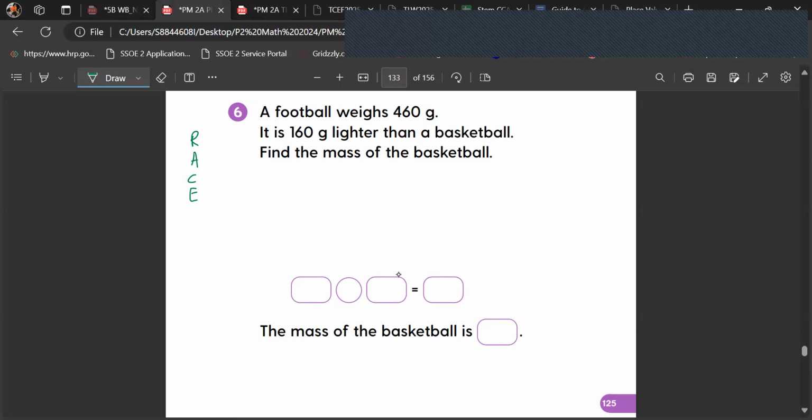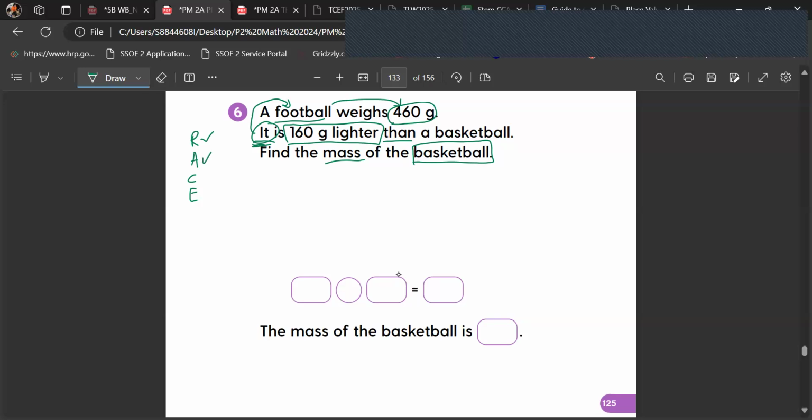Ooh, that's very interesting. So I have a football. The football weighs 460 grams. Now, it says it is lighter than the basketball. Find the mass of the basketball. What does it stand for? The football. Well done. So I can say that the football is lighter than the basketball. Find the mass of the basketball.